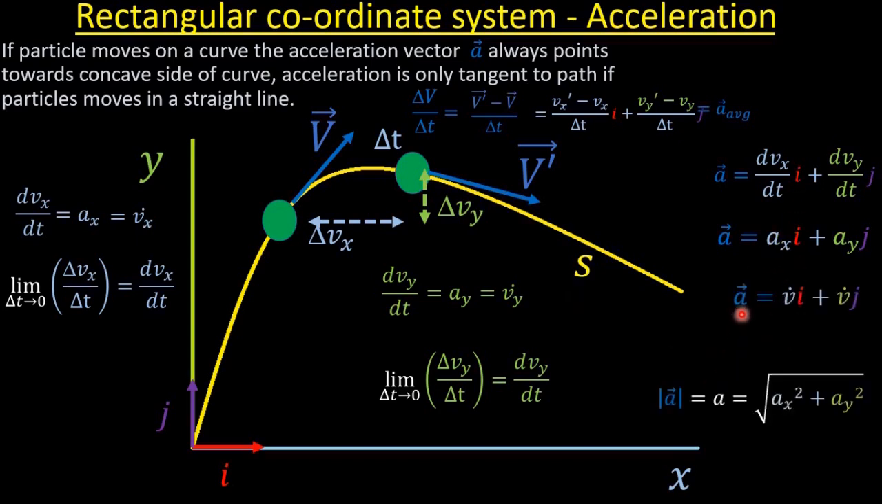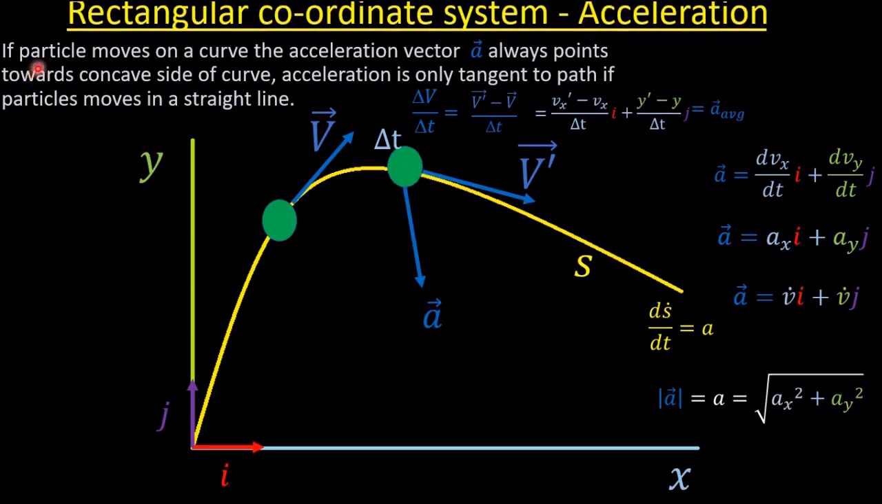We can then find the magnitude of a by just applying Pythagoras to ax and ay. If we apply that, we get the magnitude shown by these two vertical lines here, and that will give us small a. Also noting that ds dot by dt equals a, so that is the acceleration along the path. If we also note that if the particle moves on a curve, the acceleration vector a always points towards the concave side of the curve. Acceleration is only tangent to the path if the particle moves in a straight line. The acceleration acts towards the concave side of the curve shown here.